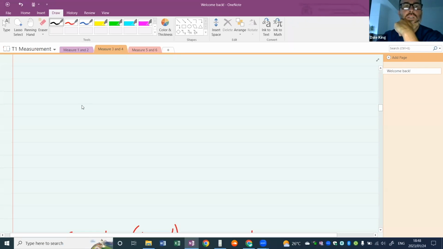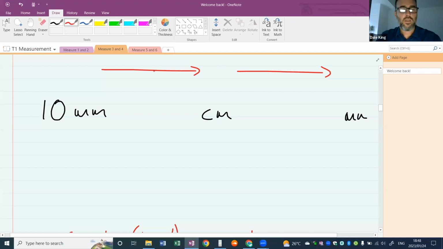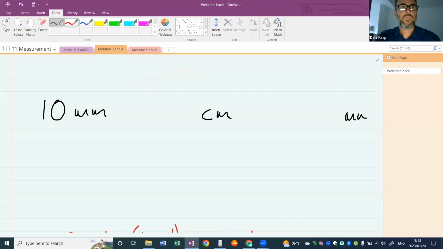Let's say 10 millimeters. The question in the exam will be to convert from millimeters to centimeters, and then go from centimeters back to millimeters. So I need to go from millimeters to centimeters, and then from centimeters to millimeters. This is how you're going to do it, like I drew in the diagram. I'll show you again.